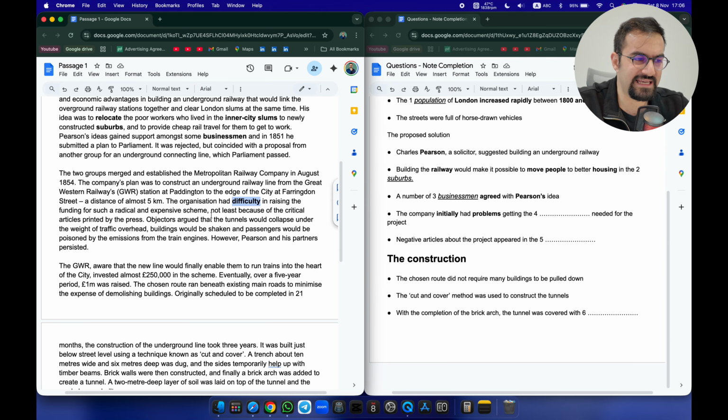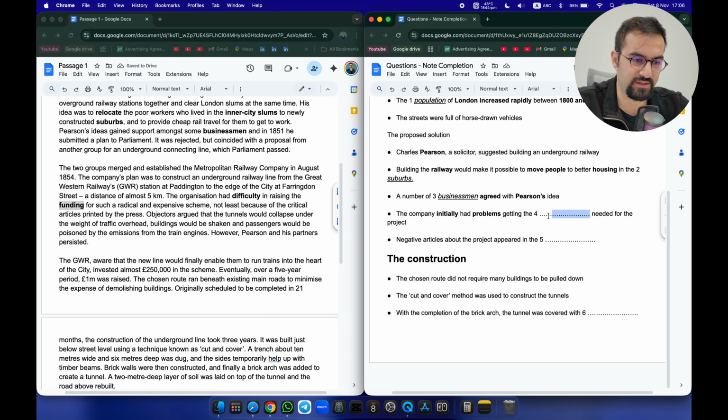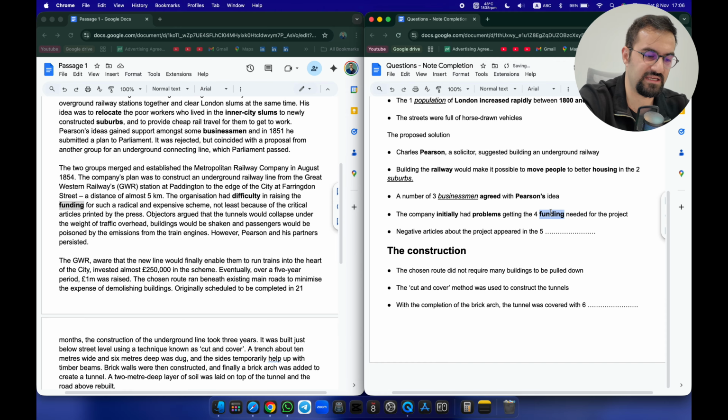Well, I'm looking for what they needed at the beginning, but they couldn't have. And raising the funding. So funding is the answer that I can easily place here. So you see, when you understand the question and when you read the passage calmly and try to find the answers logically, it works perfectly well. And I found the answer, which is great.